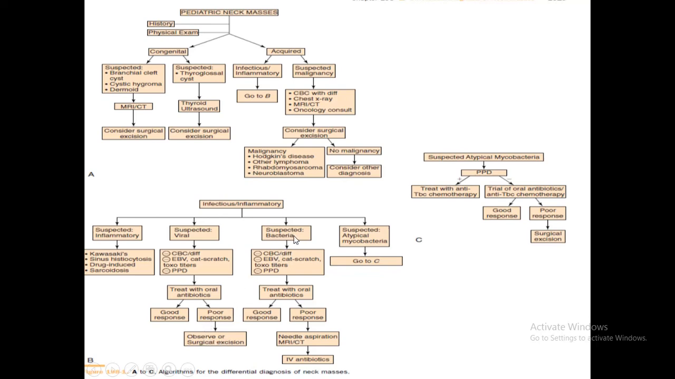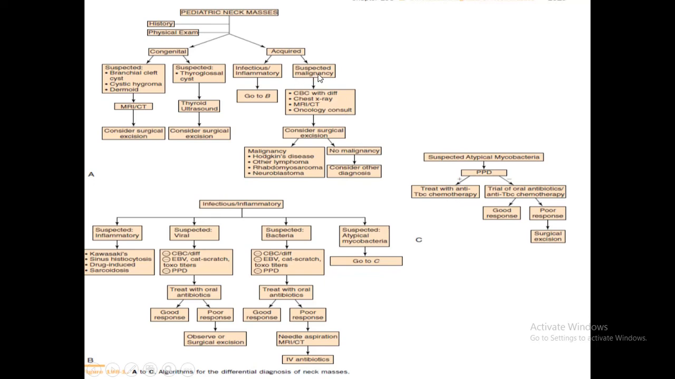If it turns out to be bacterial, then also the same mode of treatment with antibiotics. And if you are suspecting a mycobacteria, then you should go for the PPD test and treat the patient with anti-tuberculous therapy. If there is a good response, then you should continue the treatment. If there is a poor response, then you should go for surgical excision.